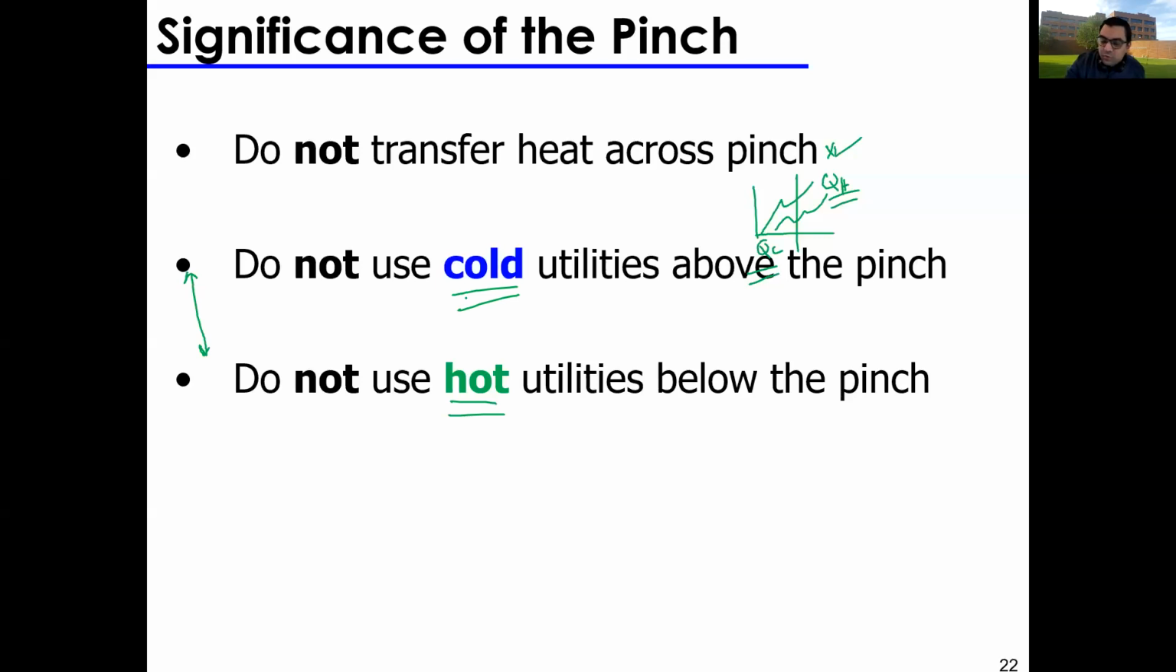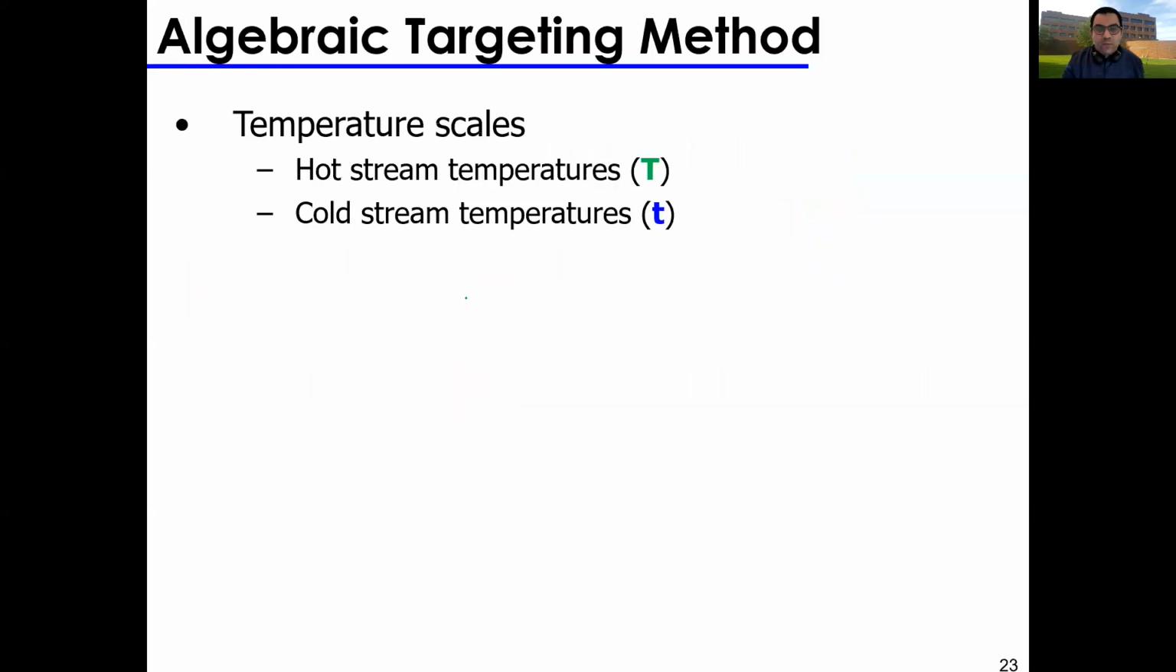So now let's introduce a second idea, which is the algebraic targeting method. What we're doing with this algebraic targeting method is the same thing as we did with drawing the composite curve, but we're doing it algebraically. Because sometimes it's not convenient to draw a bunch of sketches and replicate them a bunch of times. It's not very practical for you as an engineer. So we need to translate all of this into an algebraic method to do it.